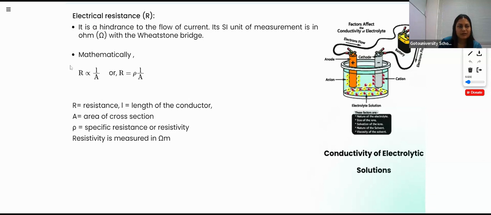Mathematically, we calculate resistance using this expression, where resistance is directly proportional to L by A, where L is the length of the metallic wire and A is the area of cross section. Or we can write this as R is equal to rho L by A, where this rho is the specific resistance or resistivity constant. It is measured in ohm meter.